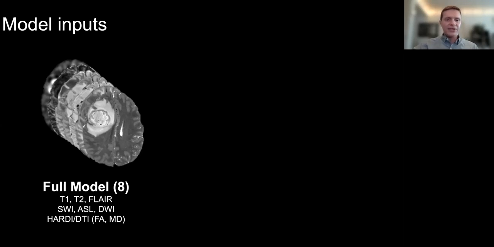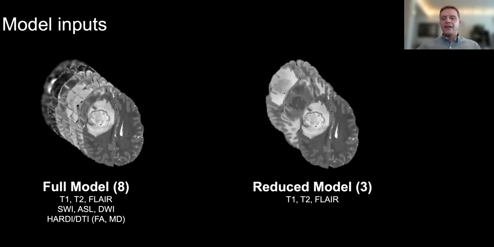And we actually trained two separate models. We trained one that we're going to call the full model with all 8 of these contrasts. So the standard T1, T2, and FLAIR, plus all these other extra sequences that we do, a total of 8. And then we did another one that we call the reduced model that just has a more standard set of contrasts that you might see in any protocol, regardless of setting: T1 pre-contrast, T2, and FLAIR.